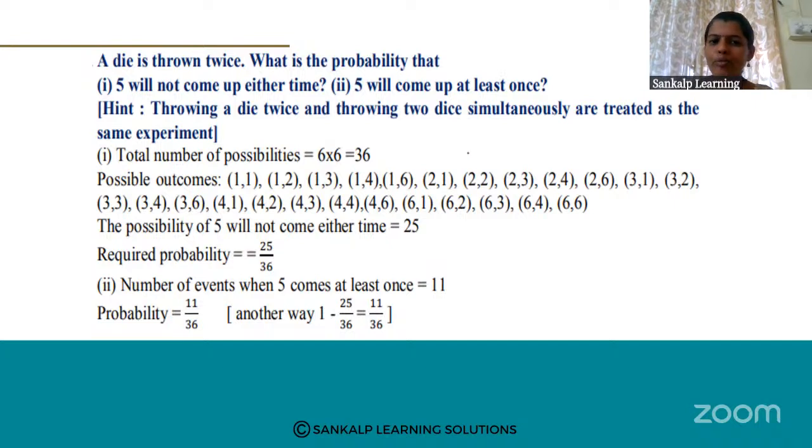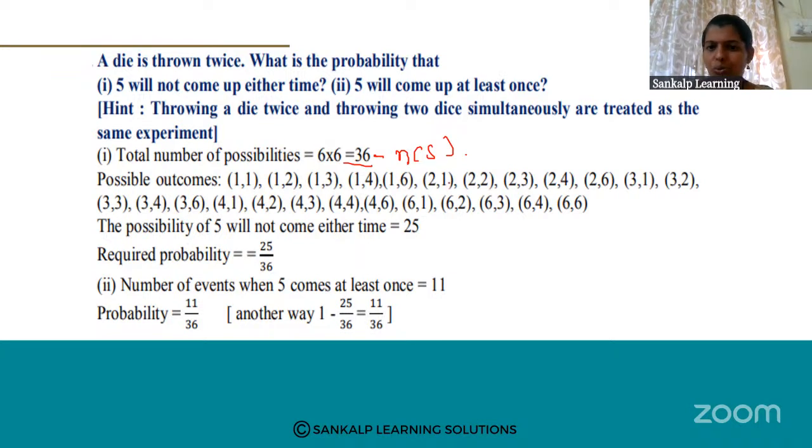Okay, the total number of possibilities is 6 into 6, because one die has 6 faces. 2 dice means 6 into 6, that is 36. So this is the total number of outcomes, that is N of S. Possible outcomes: 1 1, 1 2, 1 3, 1 4, 1 5 could come, but we are not writing 1 5. Why? Because here 5 will not come up either time. So they said 5 should not come on either throw. So 5 we are not writing.